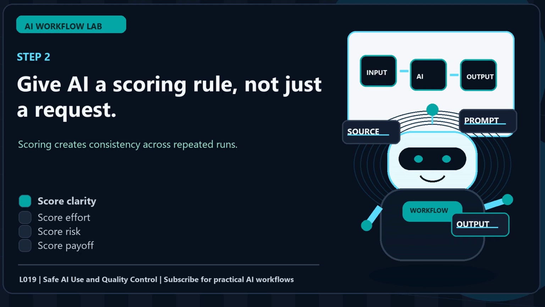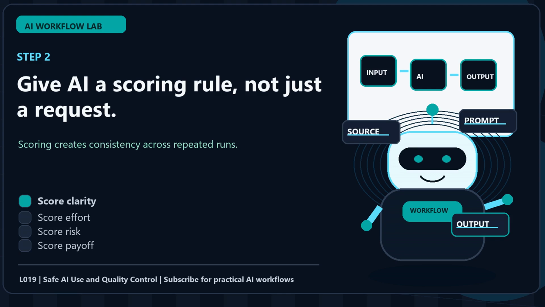For automate customer support drafts safely with AI, I want the assistant to score each option across clarity, effort, risk, and payoff. Clarity means the next action is easy to understand. Effort means the action is realistic for one person or a small team. Risk means there is a chance of wrong facts, bad assumptions, wasted time, or policy problems. Payoff means the action moves the user closer to the outcome.